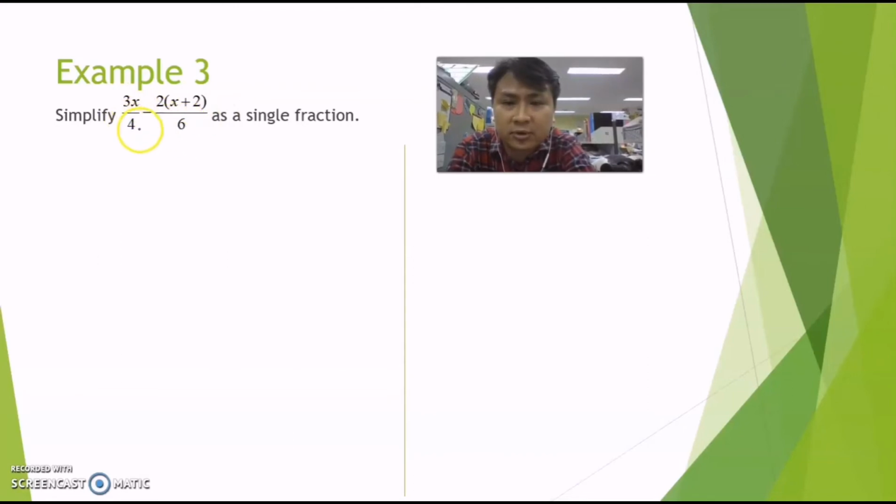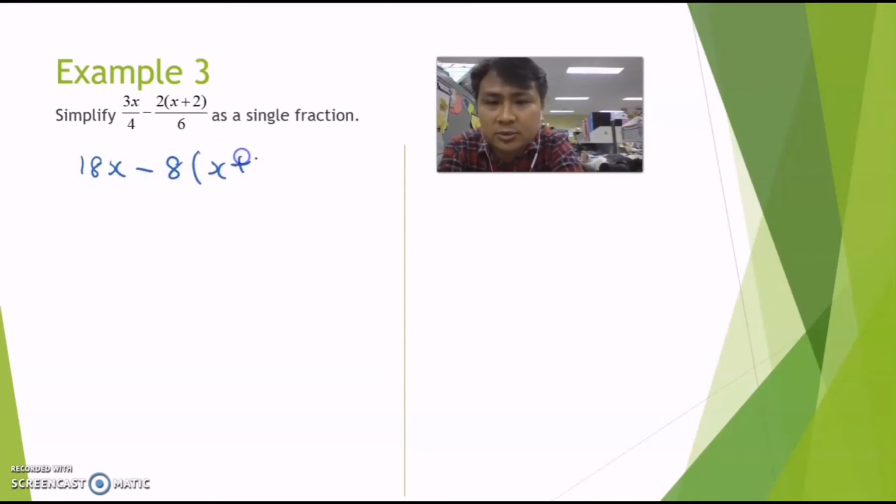Okay, and then you can take 4 multiplied by 2, you get 8 bracket x plus 2. Okay, so this one you can actually multiply straight away. So now we'll get this. So we'll have 18x minus 8 bracket x plus 2. This is boom and boom. Then now we want the power. So the power is 6 times 4, we get 24.